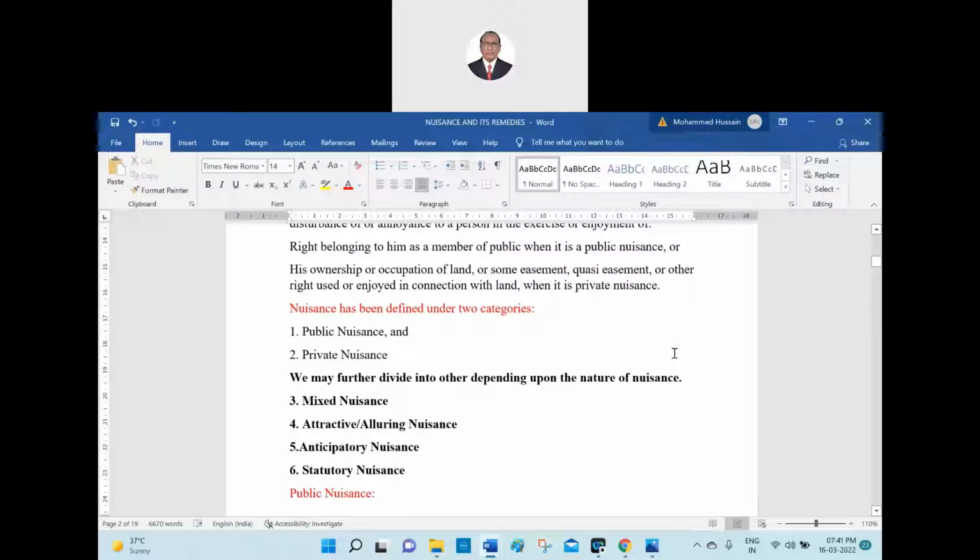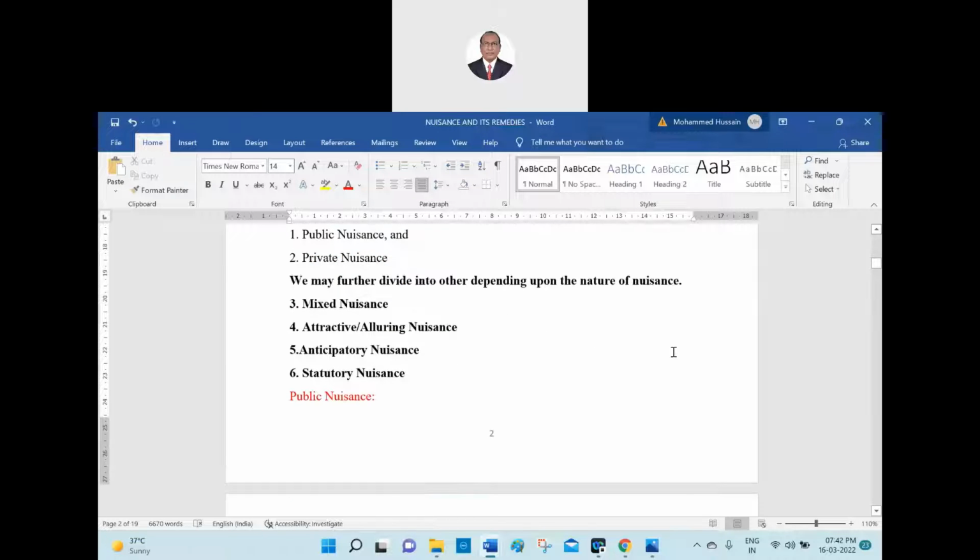Nuisance has been defined under many categories. What we studied are only public nuisance and private nuisance, as your syllabus has. But I am giving some additional ones: mixed nuisance, attractive or alluring nuisance, anticipatory or prospective nuisance, and the sixth is statutory nuisance.